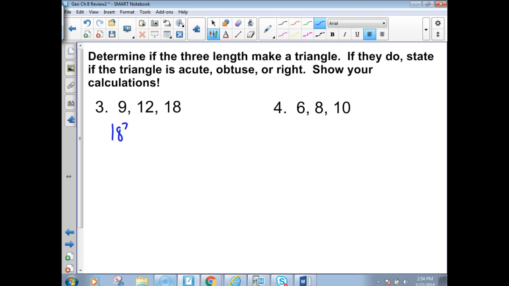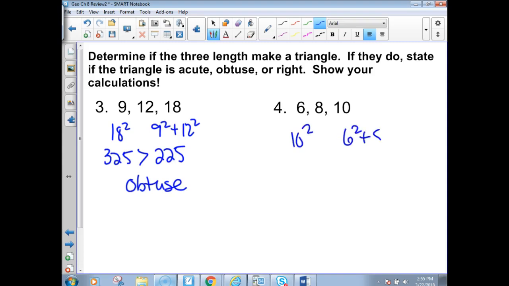So you say 18 squared, you compare it to 9 squared plus 12 squared. 18 squared is 324, and what's that? 81 plus 225, yep. And that is an obtuse triangle because the longest side squared is greater than the sum of the smaller 2 sides squared, so it'd be obtuse. If you get it to be equal, which is the next one, because you should be getting 100 equals 100, that means you got a right triangle.